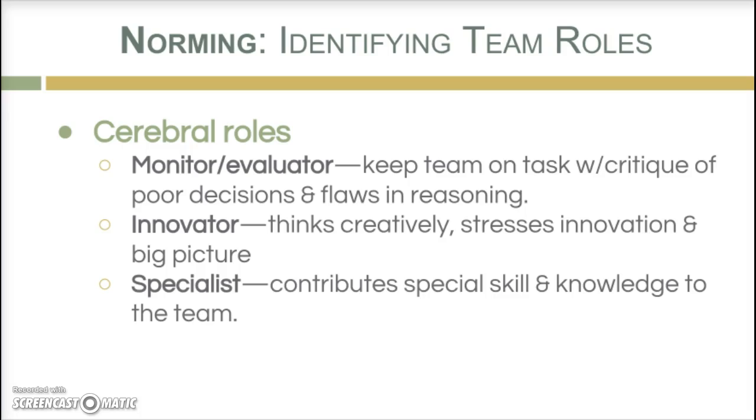Finally, we can have a category of team roles called cerebral roles, and these are comprised of monitor, evaluator, innovator, and specialist. So the monitor evaluator is someone that would keep the team on task and usually does that through critique of poor decisions and flaws in reasoning. The innovator is someone who thinks creatively and stresses innovation and is a big picture person, big ideas person. And then the specialist is someone who contributes special skill and knowledge to the team. So someone who has a certain skill set that maybe no one else on the team has, and of course can provide that in the implementation and getting the work done.